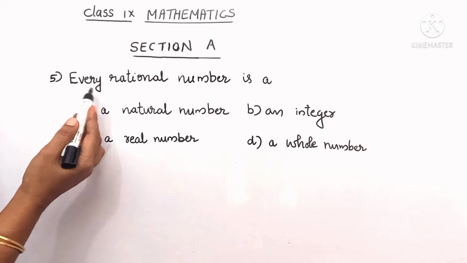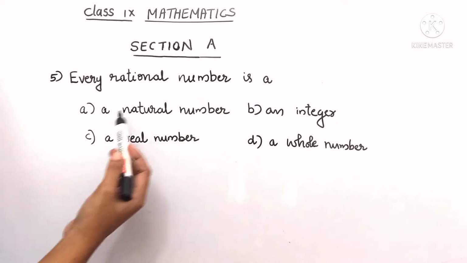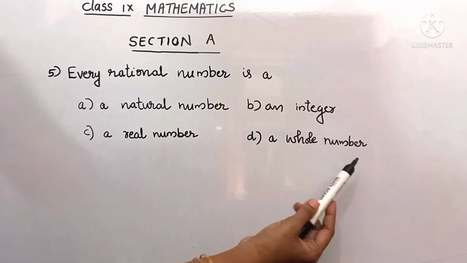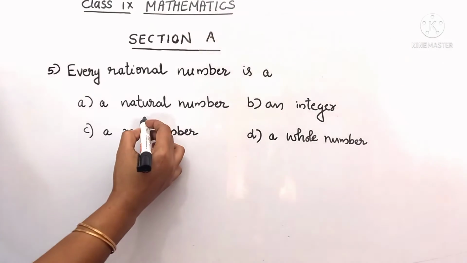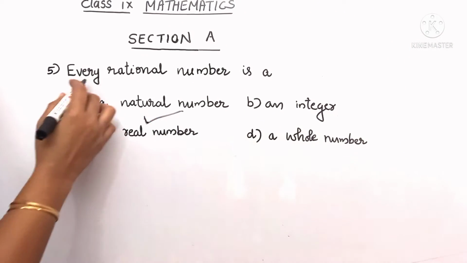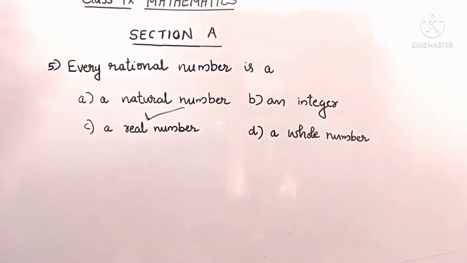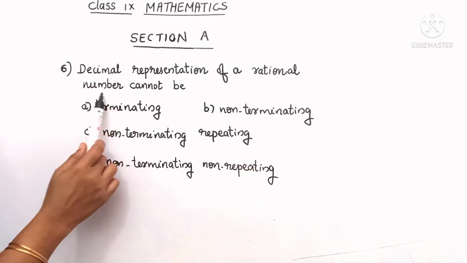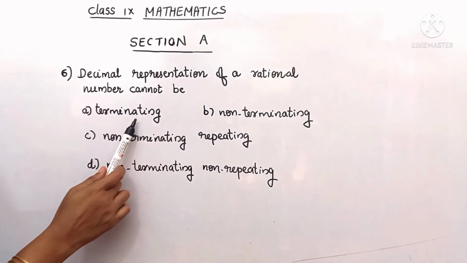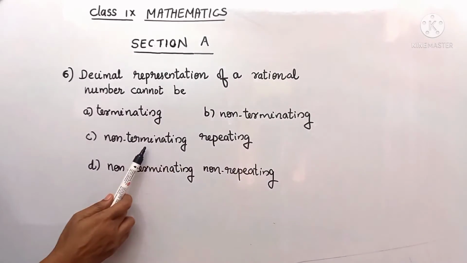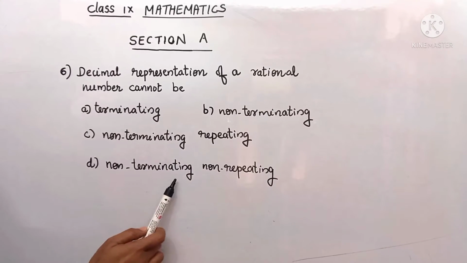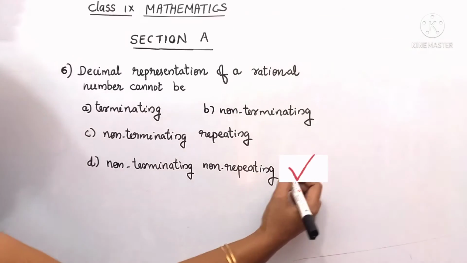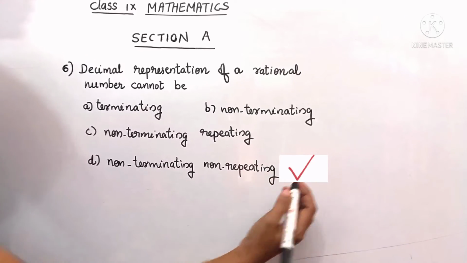The question is, every rational number is a natural number, an integer, a real number, or a whole number. We know the answer is a real number, which you have studied. Every rational number is a real number. Question number 6: the decimal representation of a rational number cannot be terminating, non-terminating repeating, or non-terminating non-repeating. The answer is non-terminating, non-repeating.